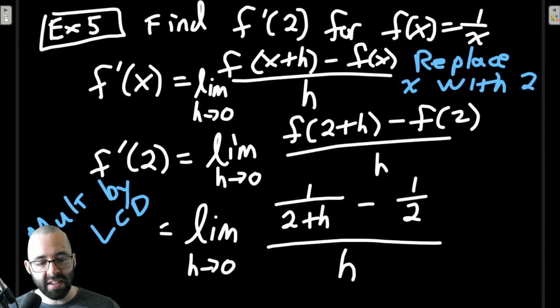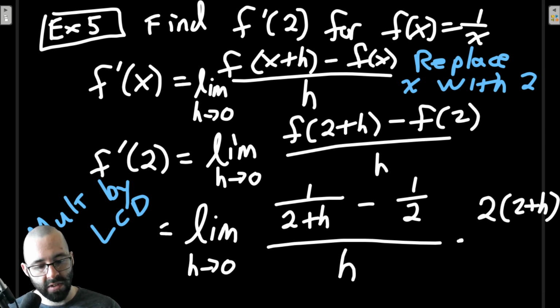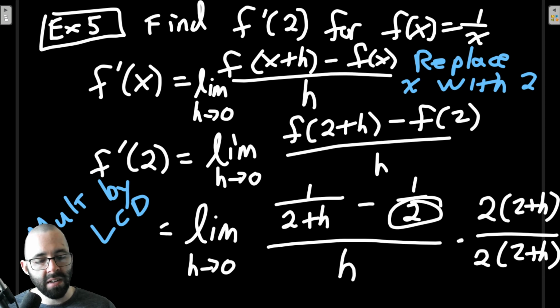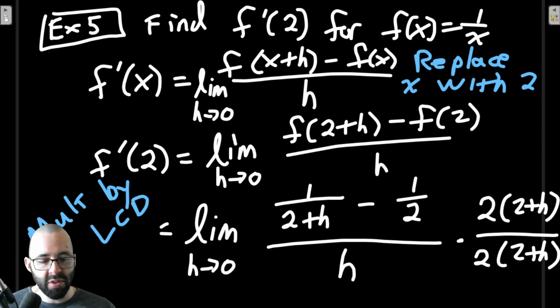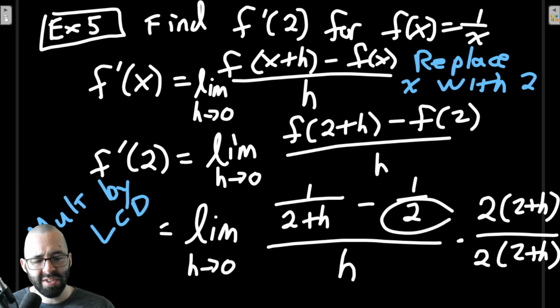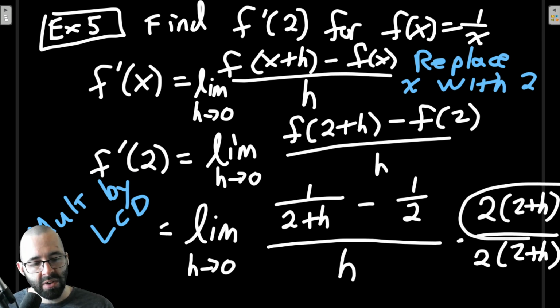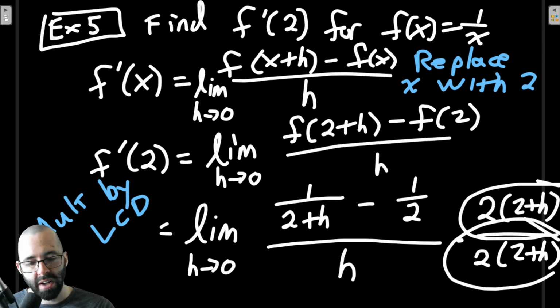All right, so the LCD here is going to be 2 times 2 plus h. And almost always, it's just going to be one of the denominators times the other denominator, okay? And in fact, that will always be a common denominator, just not always the least common denominator, but it's a good bet. So if you ever feel stumped finding the LCD, just do one denominator multiplied by the other denominator. And if we do it in the numerator, we have to also do it in the denominator.